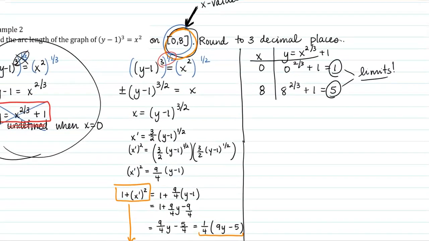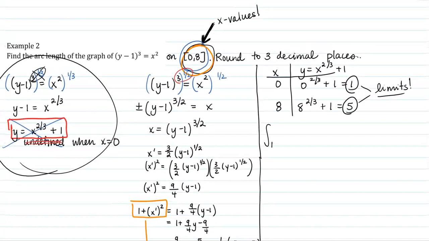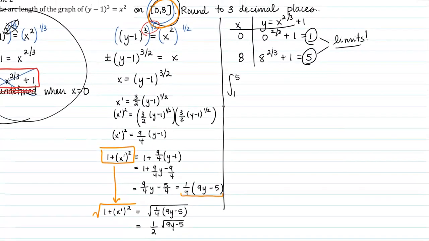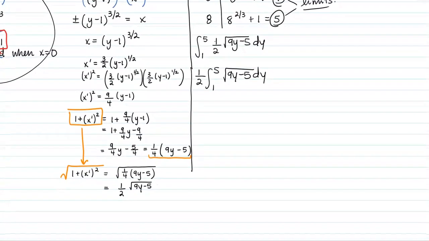So now I can set the integral up. So I have the integral from 1 to 5. And again, we did this whole table and did this whole switch because we are putting things with y on the inside of the integral. Everything has to match. The limits, what's on the inside of the integral, and the dy at the end. 1/2 square root of 9y minus 5 dy. I'm going to go ahead and pull the 1/2 out of the integral. And then we're going to integrate this 9y minus 5.